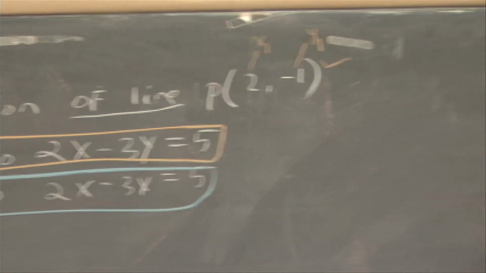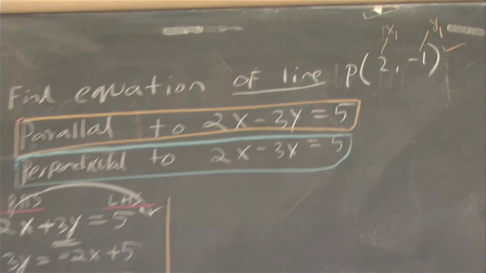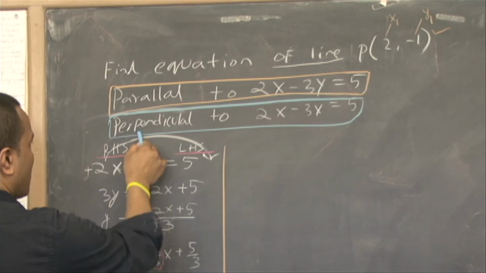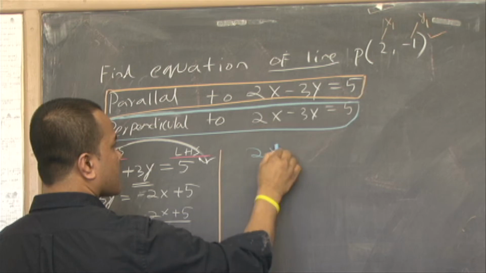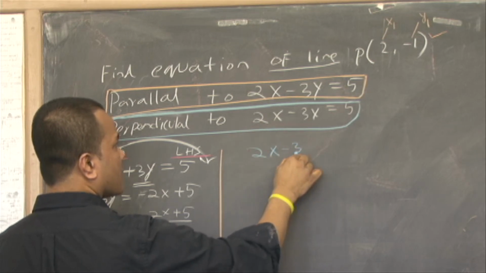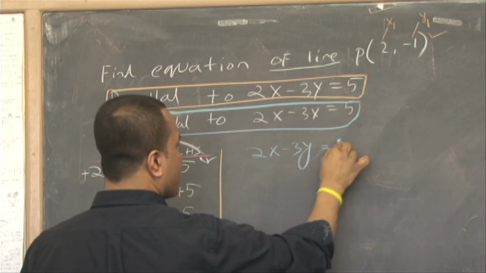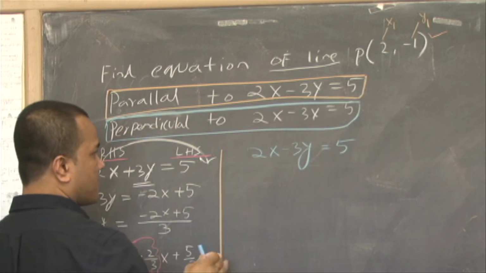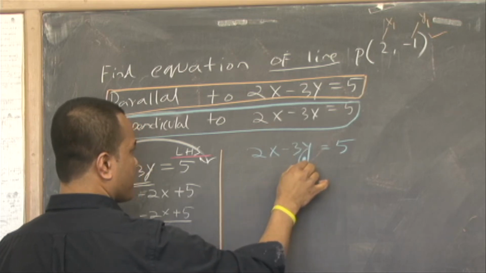So let's do the other one. Let's do the other one using the color coding, maybe blue this time, because I boxed it using blue color. So 2x minus 3y equal to 5. We're going to do the same thing. We're going to keep the 3y on this side.